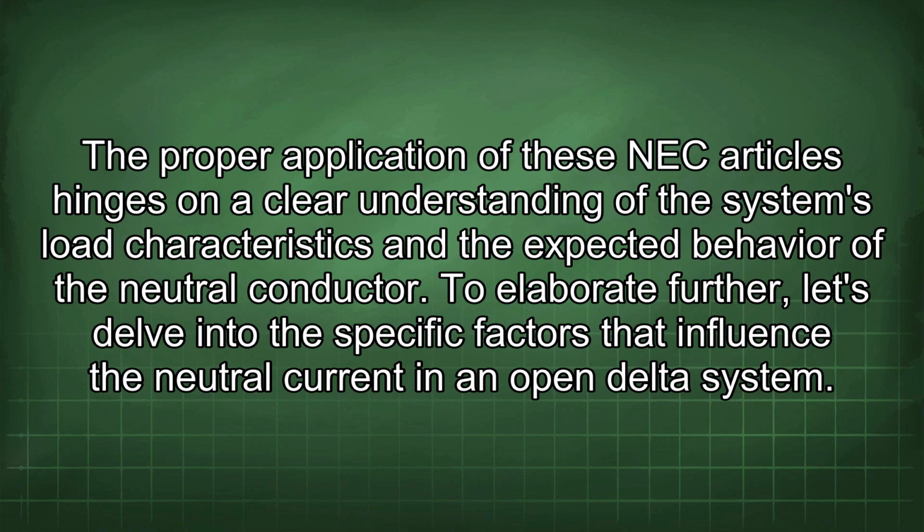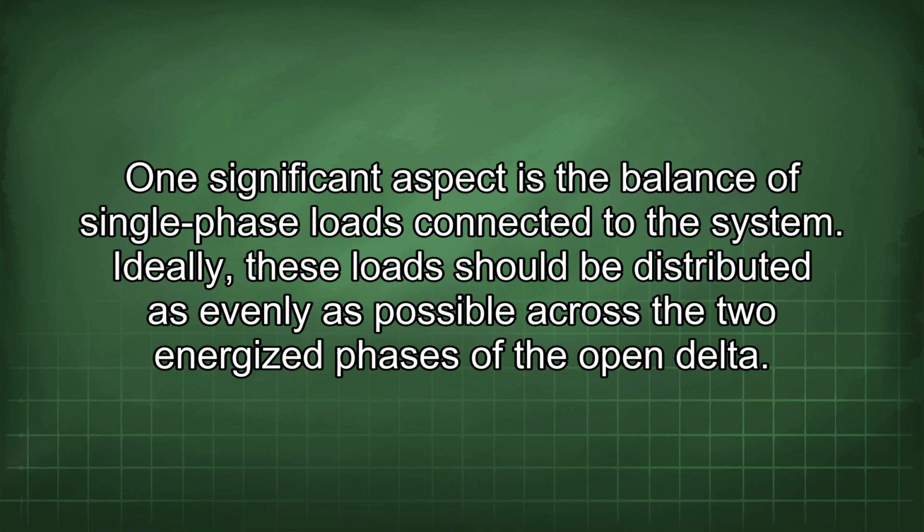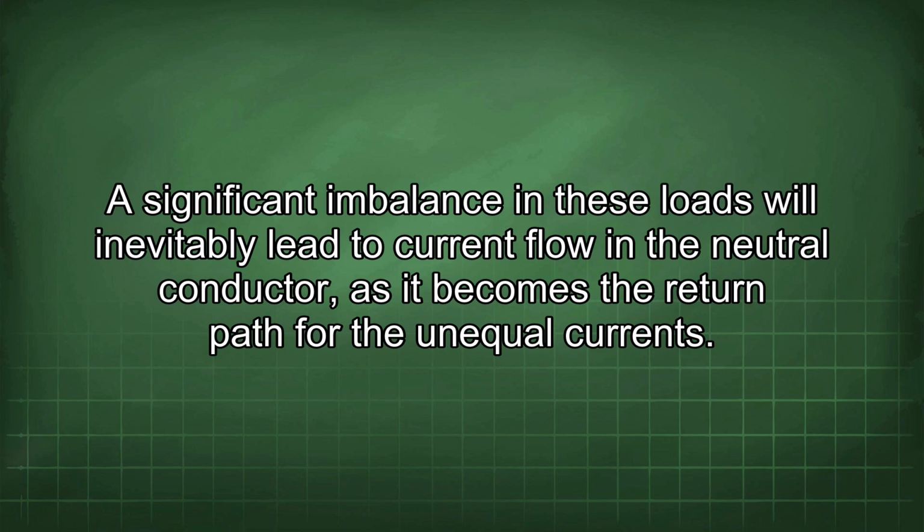To elaborate further, let's delve into the specific factors that influence the neutral current in an open delta system. One significant aspect is the balance of single-phase loads connected to the system. Ideally, these loads should be distributed as evenly as possible across the two energized phases of the open delta. A significant imbalance in these loads will inevitably lead to current flow in the neutral conductor, as it becomes the return path for the unequal currents.